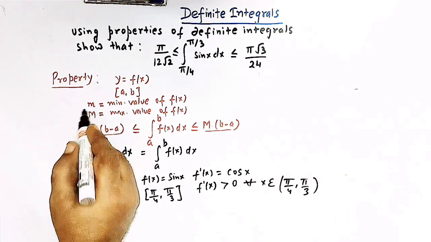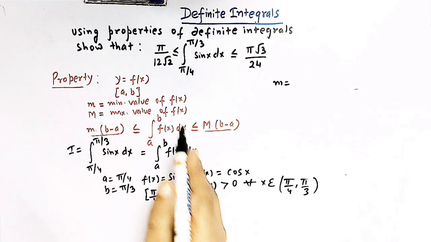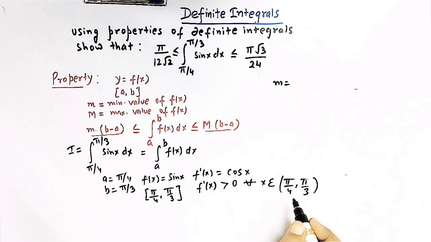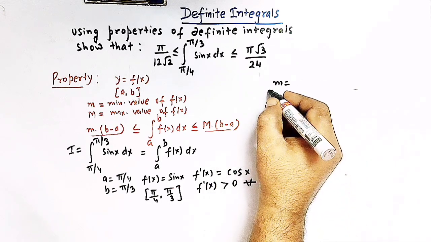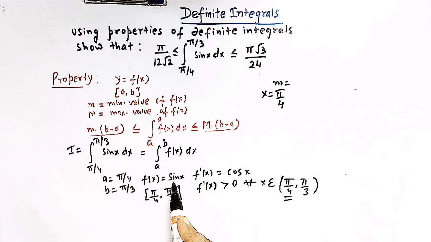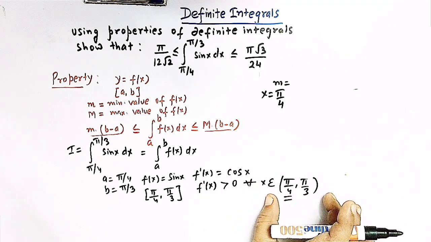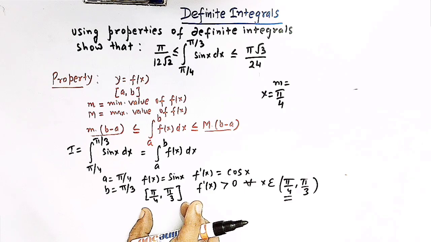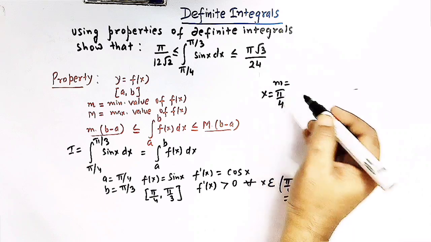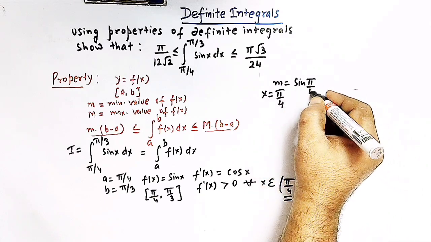So now let us find out the value of small m. So small m is the minimum value of f of x, and f of x is sine x. So here at this point, that is pi by 4, we have the minimum value of this function sine of x, right? We are here confining ourselves to only this interval, right? So the minimum value of sine x occurs at this point, that is x is equal to pi by 4. So here we have sine pi by 4.